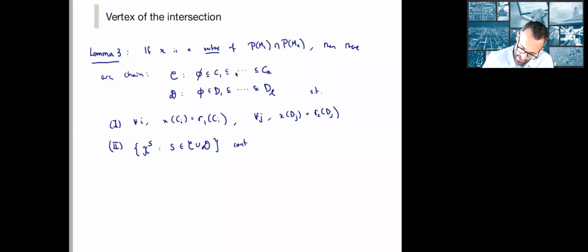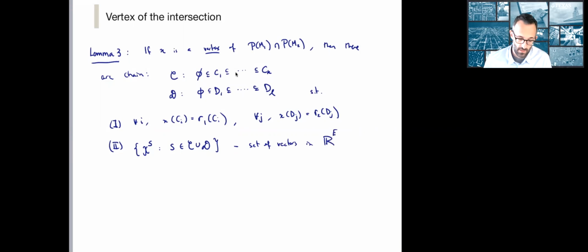So this set of vectors, let me clarify this, is a set of vectors in R^E. And this contains this many linearly independent vectors. This is an interesting proof because it really uses elements of linear algebra in a substantial way. So let's get to the proof.